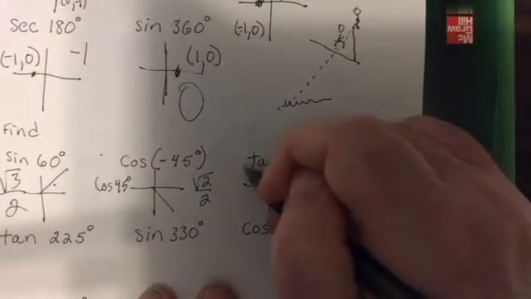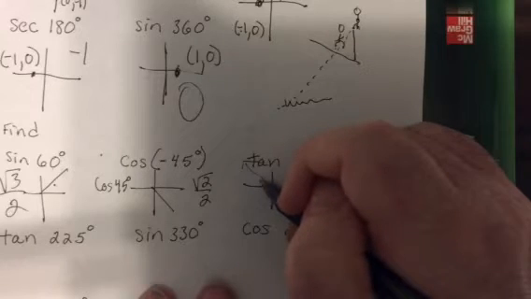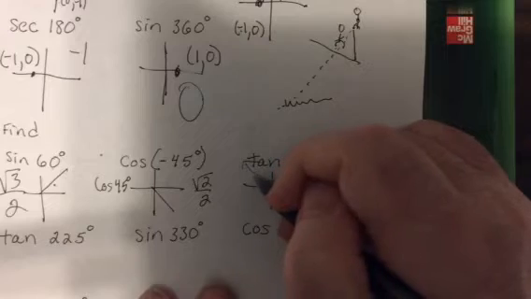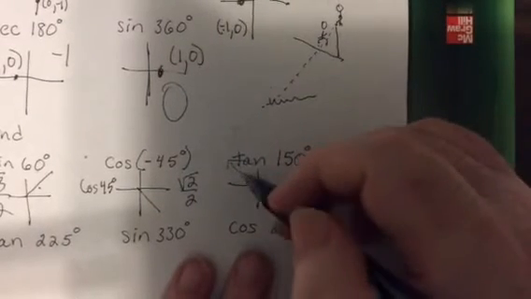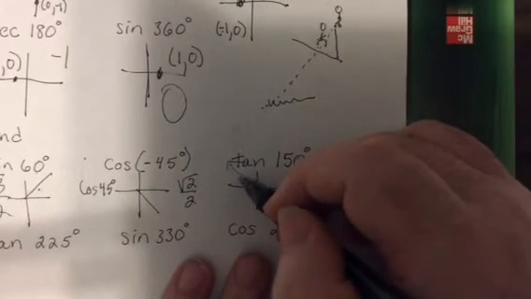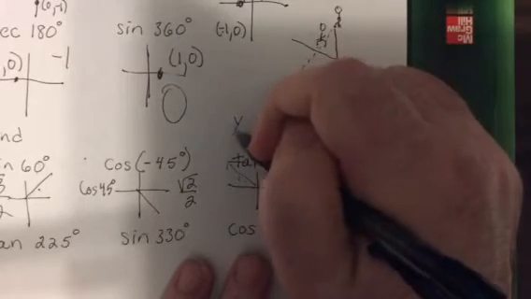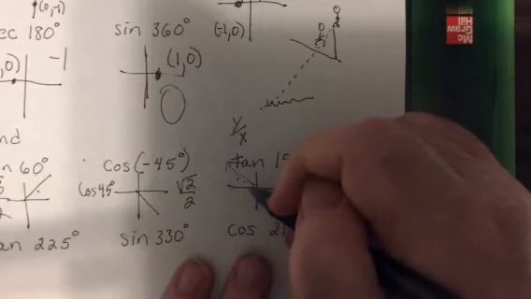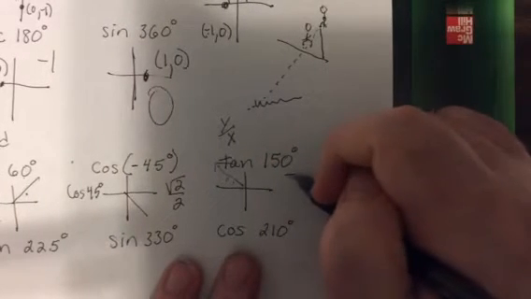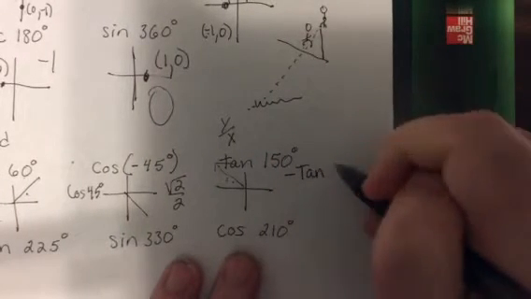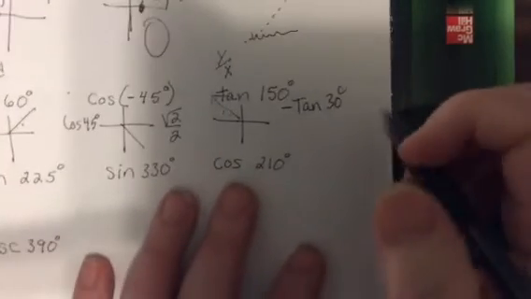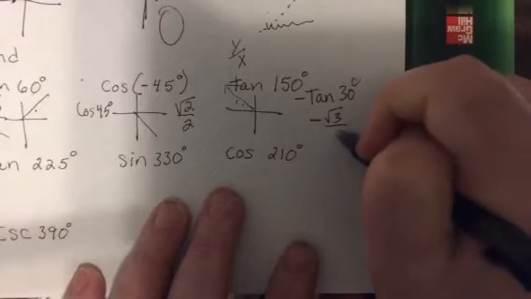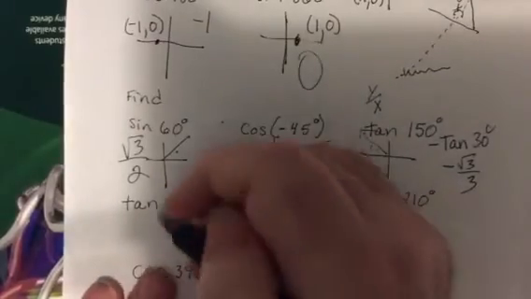So 150. So it's the 30 degrees because that's how many degrees between the 180 and the 150. It's in the second quadrant. Tangent's negative in the second quadrant because tangent's y over x. Y is positive, but x is negative in the second quadrant. So it'd be a negative tangent of 30. And in the chart, you'll see that tangent of 30 is square root of 3 over 3.